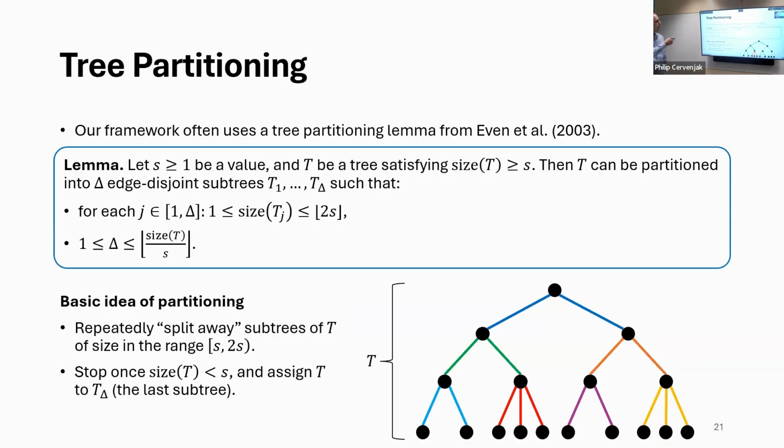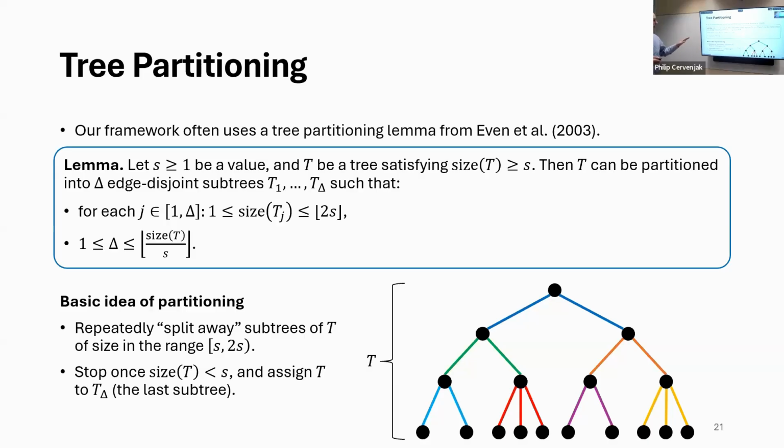So just quickly, we choose some parameter s in the lemma, and we assume the tree has size at least s. Then it's possible to partition it into these delta edge disjoint subtrees, T1 up to T delta. And each of these subtrees has size between 1 and roughly 2 times s. And the number of subtrees is at most the size of the tree divided by s.